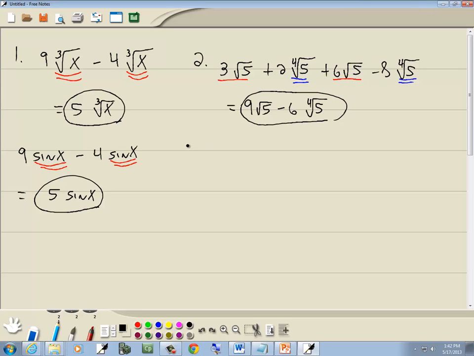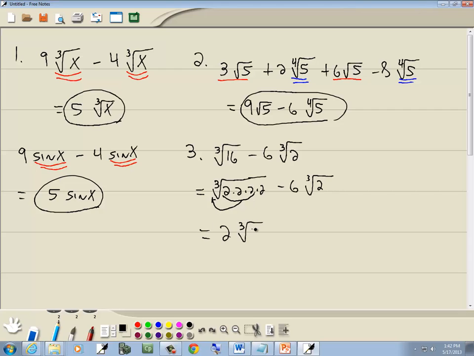Okay, let's look at our third example here. We've got the cube root of 16 minus 6 cube root of 2. Well, it appears like I can't do anything with these because they're not exactly alike, but the 16, if I looked at the prime factorization of that, would be 2 times 2 times 2 times 2. So we've got four 2's. Now our index is 3, which means looking for a set of 3 of something. Here are three 2's. Those three 2's are going to come out in front as a single 2. So we have 2 cube root of 2 minus 6 cube root of 2. Now notice that these cube root of 2's are exactly alike, so we can add or subtract the numbers that are out in front. In this case, 2 minus 6 gives us negative 4 cube root of 2.